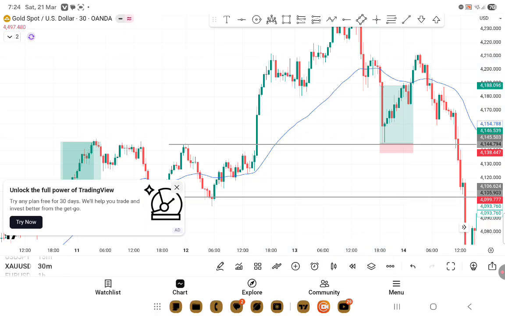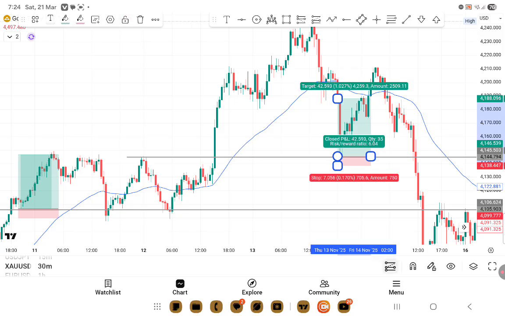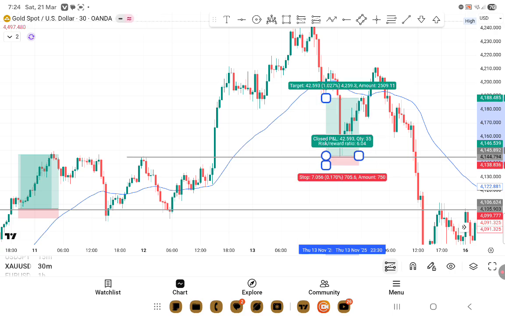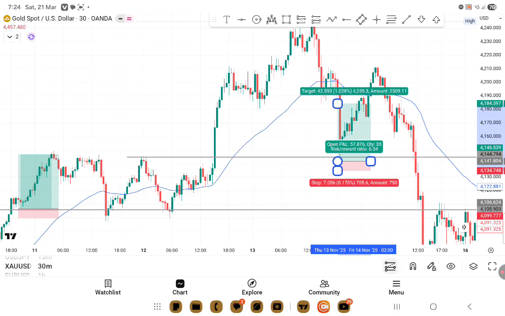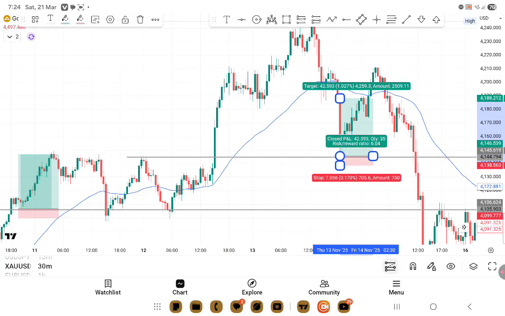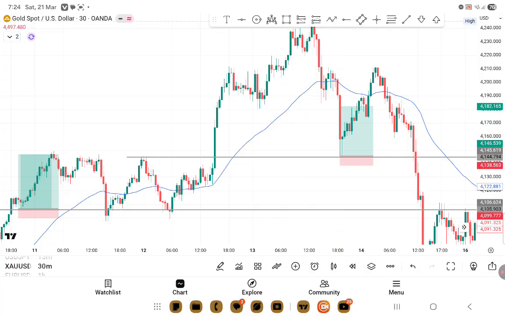This is what they call fair value gap and market structure combined. A mixture of both of them. MSS, market structure shift, or BOS, break of structure, with fair value gap. So let's count it as a win. 1:5 is okay. 1:2, 1:5. That's for every $100 you risk, you get $500.